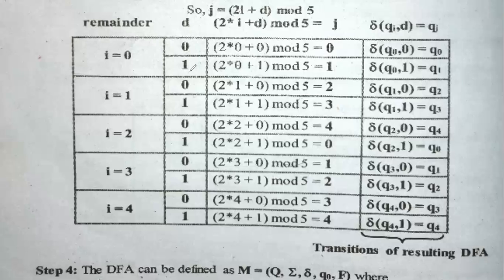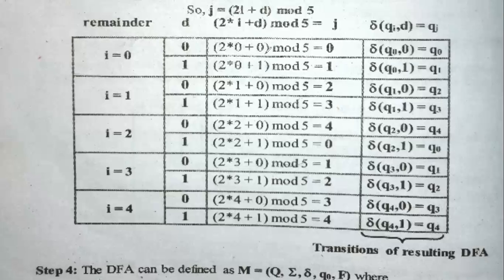Like that, we need to try it for d value equal to 1. So 2 into 0, this is the i value, plus 1 mod 5. So 2 into 0 plus 1, 0 plus 1, so 1 will be the result, and 1 mod 5 will be 1. So delta of q naught comma 1, where 1 is the input alphabet, will be equal to q1, because you are getting 1 over here.